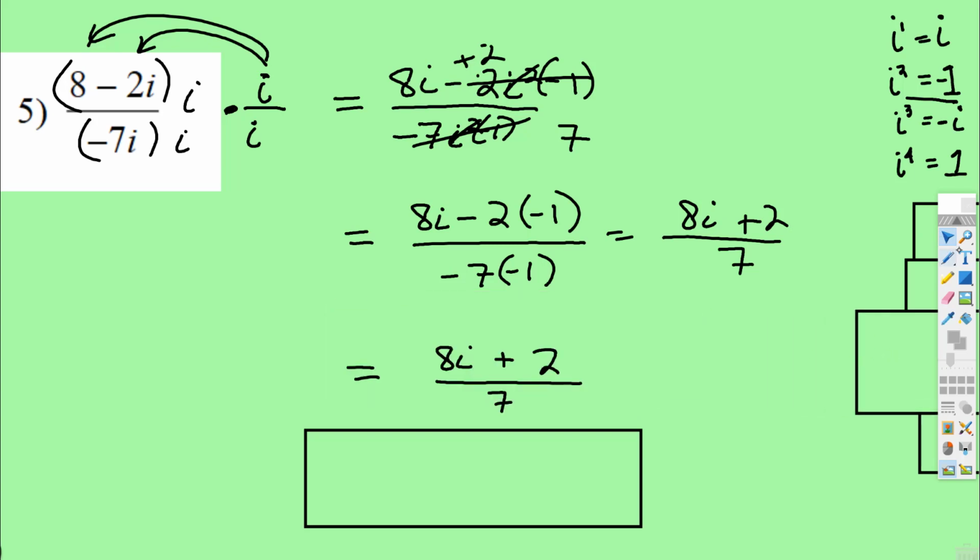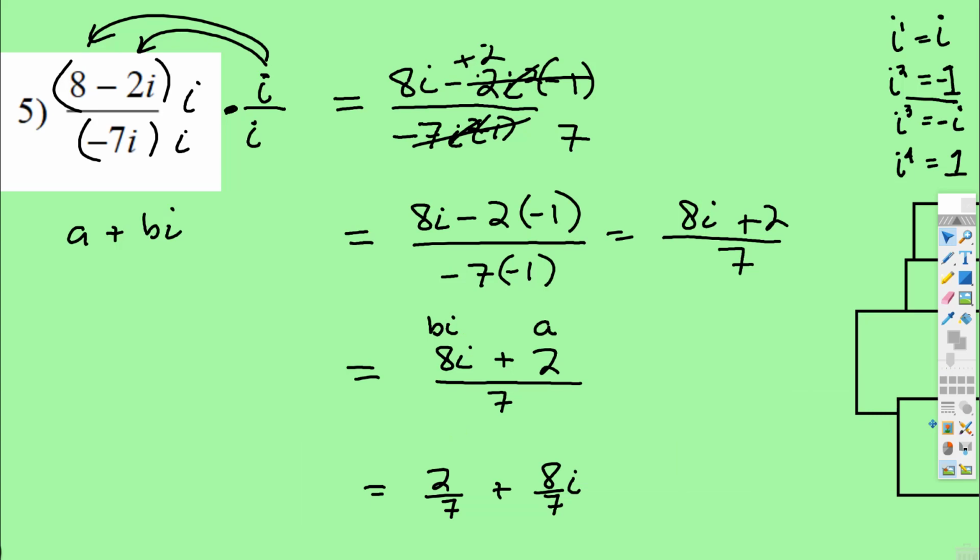But then we want it in the a plus bi form. Well, these both share a denominator of 7. So since the 2 is the a part, 2/7, and this is the bi part, so you're just going to rewrite it as 2 separate fractions. The a part is 2/7, and the bi part is 8/7 i.